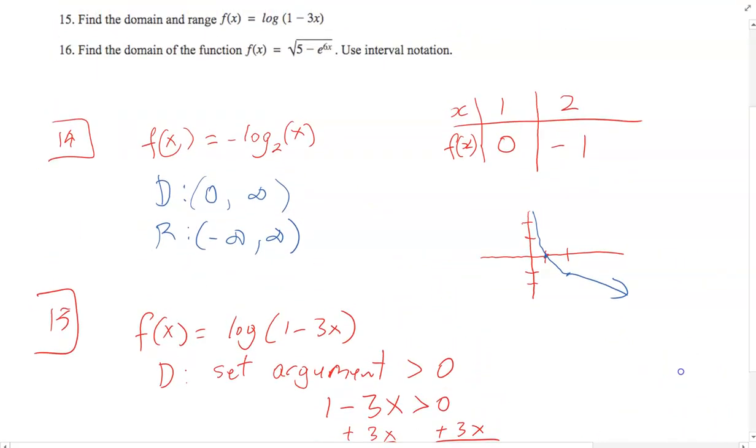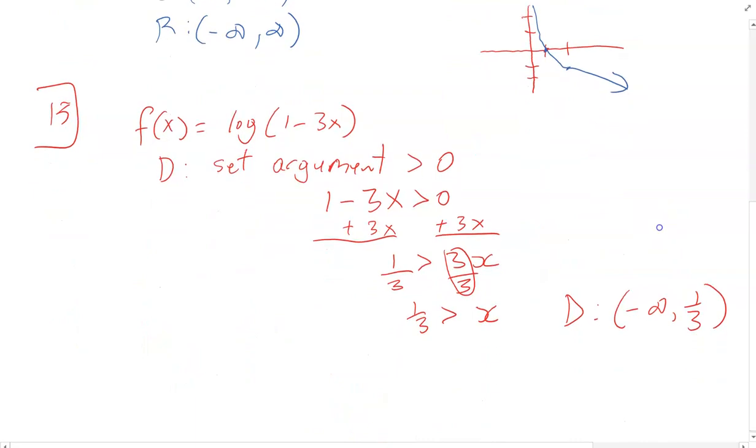So you're asked to find the domain. The range, there's nothing here that would affect our range. So the range would be the same as our original log function, which is negative infinity to positive infinity. And we're done.